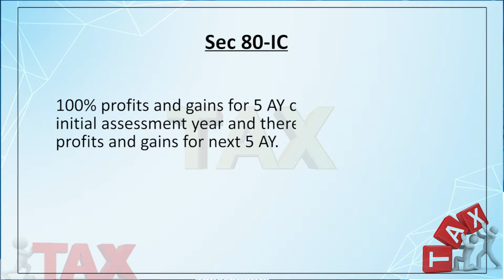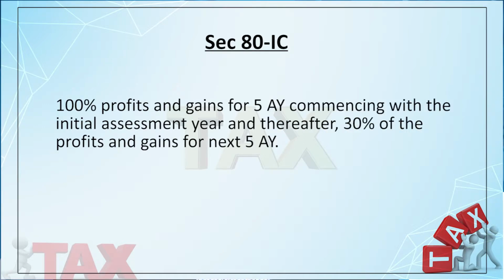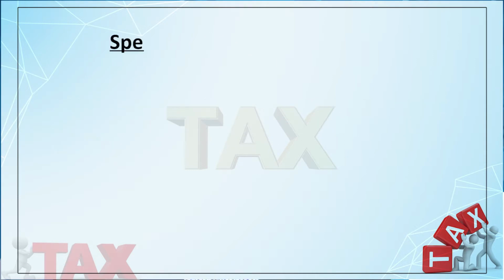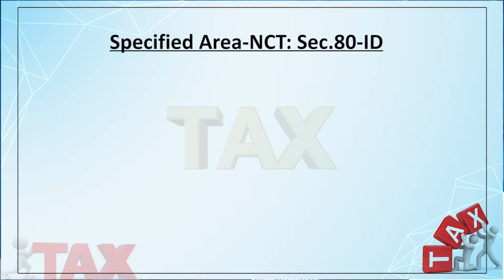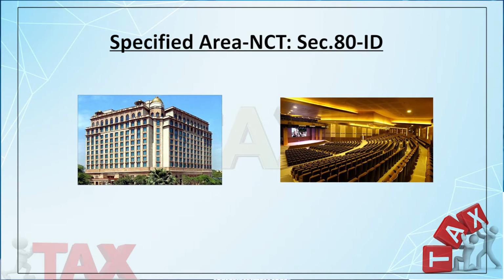Now, what would be the deduction? 100% of profit and gains for 5 assessment years, commencing with the initial assessment year, and thereafter 30% of profit and gains for the next 5 assessment years. So, the company is getting the benefit of 10 years. For the first 5 years, 100% is exempted, and for the next 5 years, 30% of the profit is exempted. So, this is 80IC.